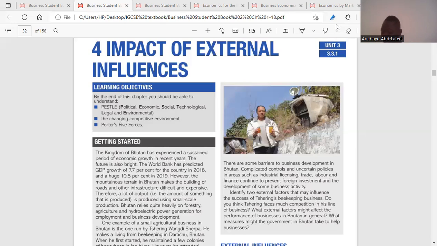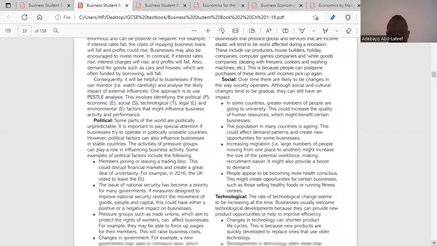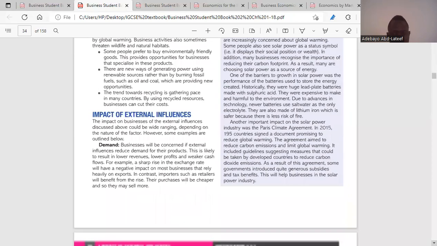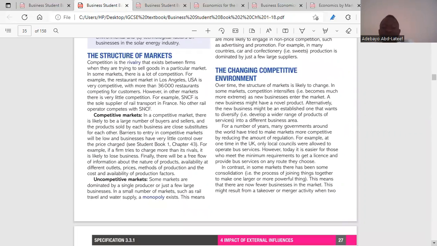Now we go to the structure of markets. When we talk about the structure of market, it will be based on the level of competition in that market. And what is competition? Competition is the rivalry that exists between businesses whenever they are about to sell their product or service in the market. That is what competition is.